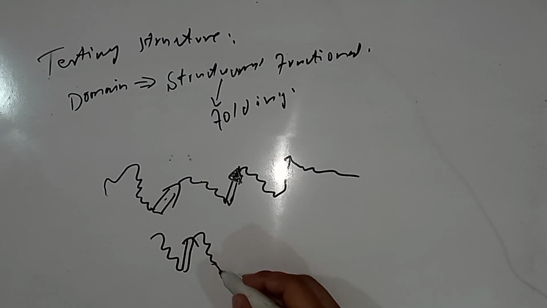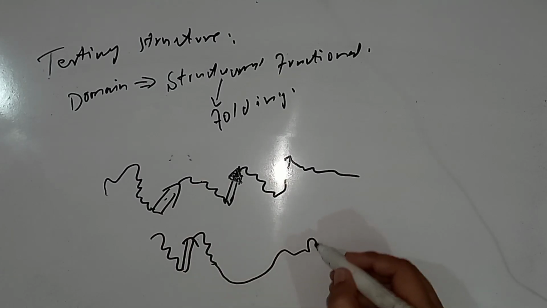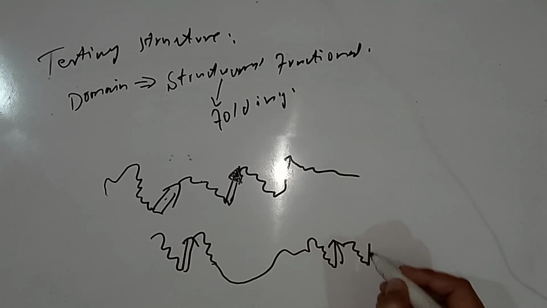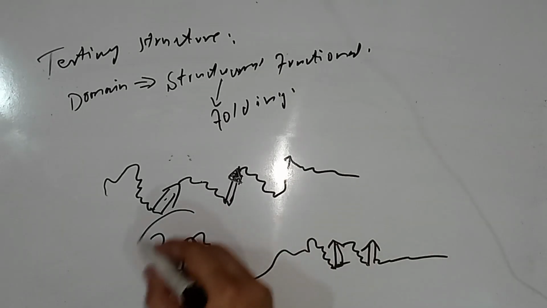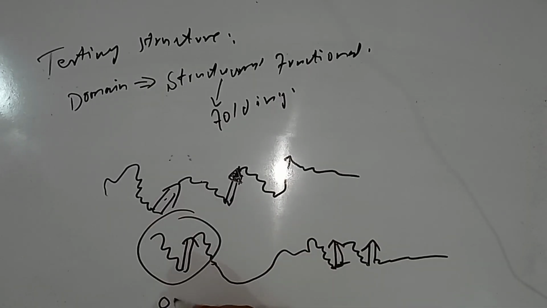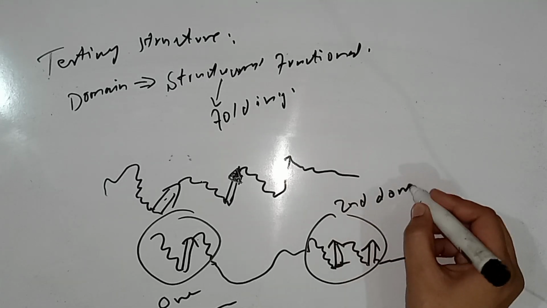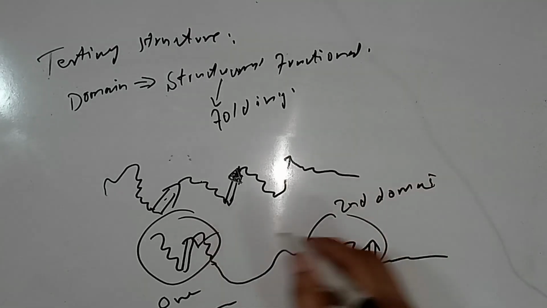Then there exists a coil between them, and then here alpha helix, beta strand, alpha helix, beta strand, and so on. So it formed another domain. We can call this one domain, and we can call this the second domain. So both domains will undergo folding independent of each other.